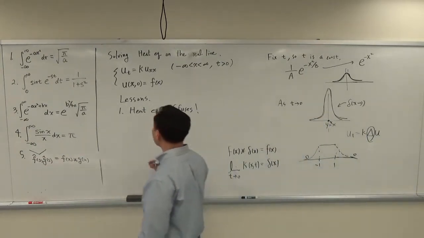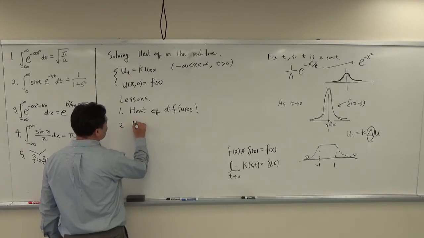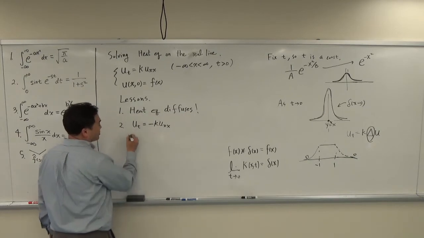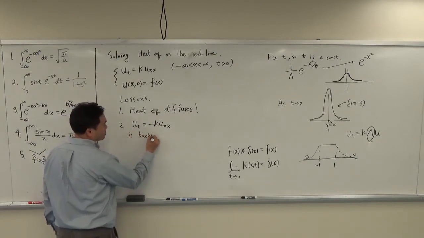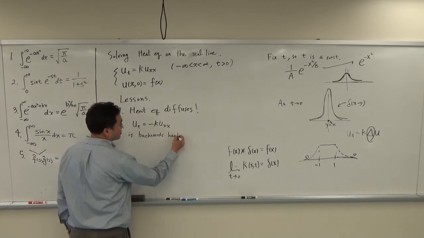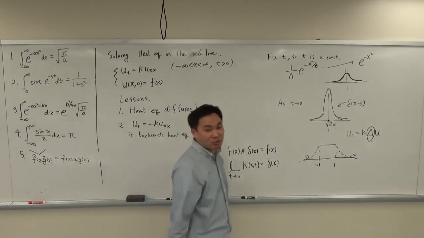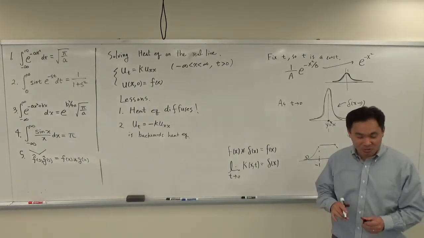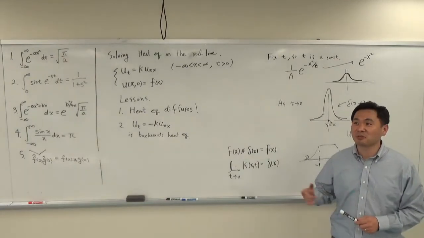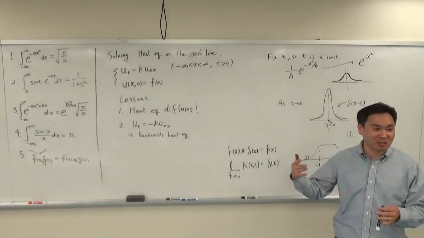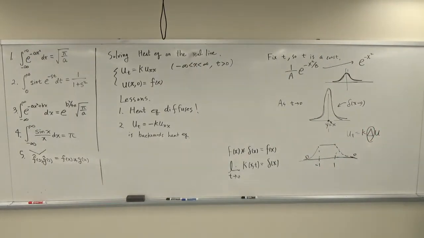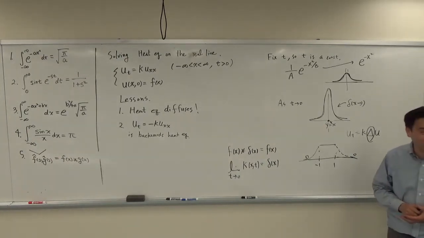Now, number 2, u_t equals negative k u_xx is the backwards heat equation. So imagine that time could be reversed. Do you see, like in Marvel movies, they reverse the time and then everything goes back, and then at some point you can do it again. If you could do that, there's some problem in the physics, especially for this equation.